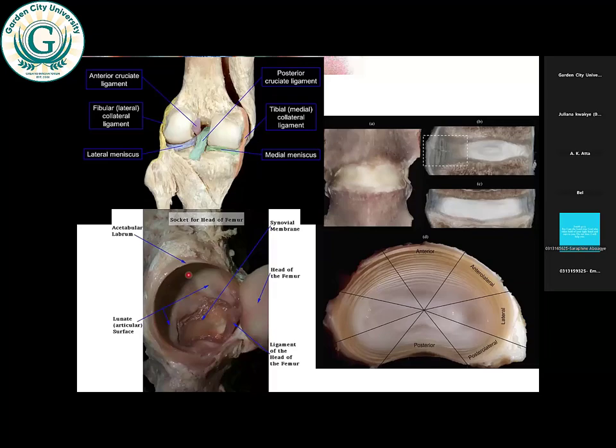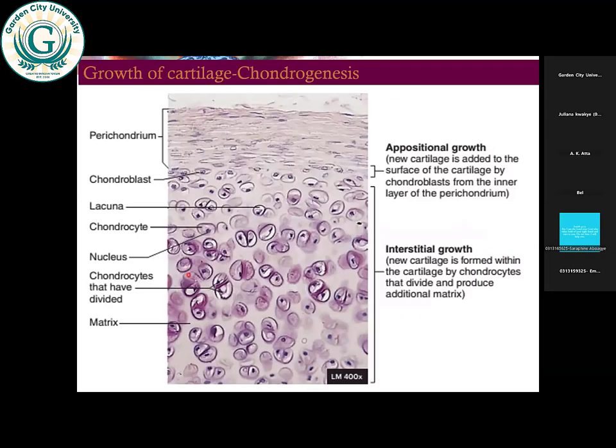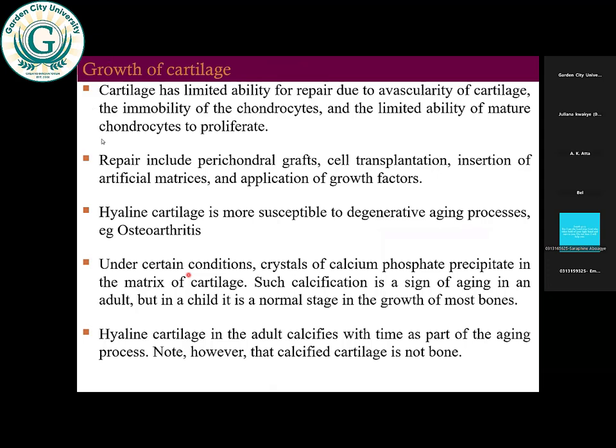So cartilages, you should know where we can find what cartilages. Cartilage has limited ability for repair due to avascularity of the cartilage. Repair includes perichondrial grafts, cell transplantation, insertion of artificial matrices, and application of growth factors. Then another point that is very important. Hyaline cartilage is susceptible to degenerative aging processes. So you can talk about also arthritis.